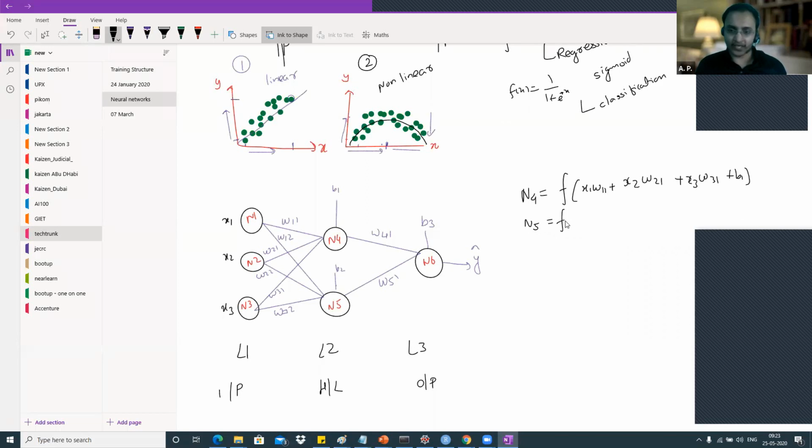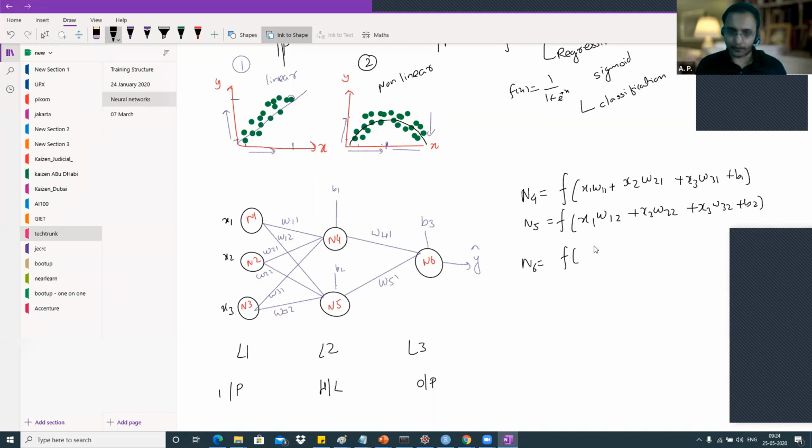N5 can be thought of as f of X1 W12 plus X2 W22 plus X3 W32 plus bias B2. And N6 can be used to represent, in N6, the output of N4 and N5 will be input to N6. So N6 will be N4 into W41 plus N5 into W51 plus bias B3.